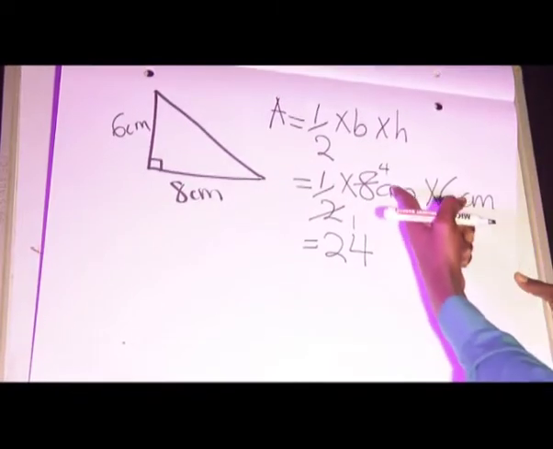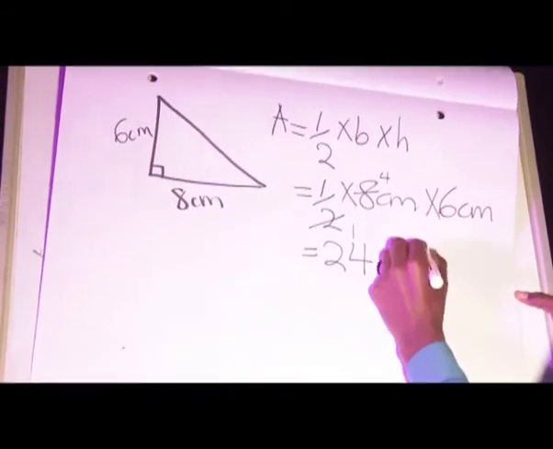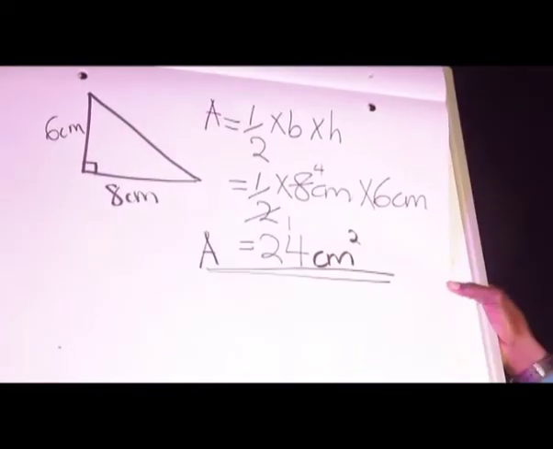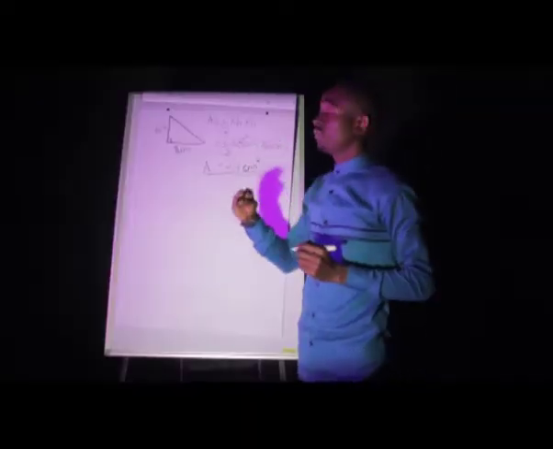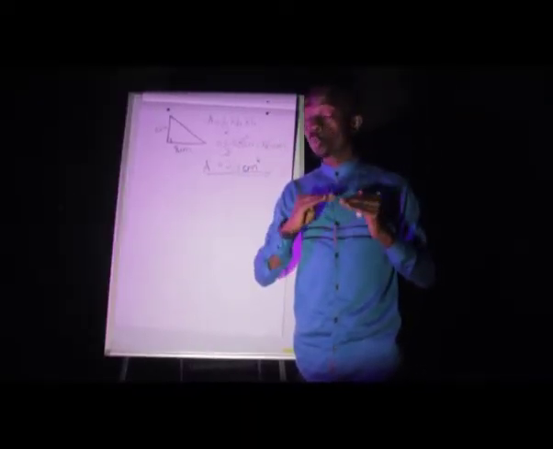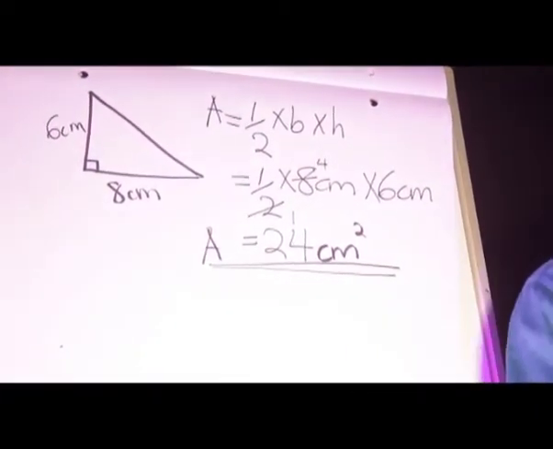But when you multiply centimeter and centimeter, you end up with centimeter squared as the answer. So you must be careful about the units. Remember we said area is measured in square units. If it is centimeters, it should be centimeters squared. If it is meters, it should be meters squared.